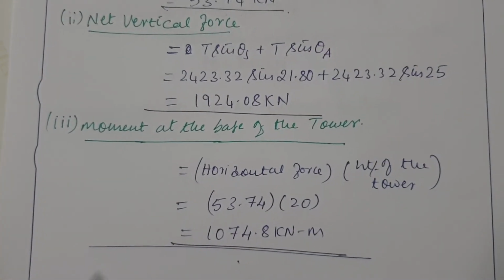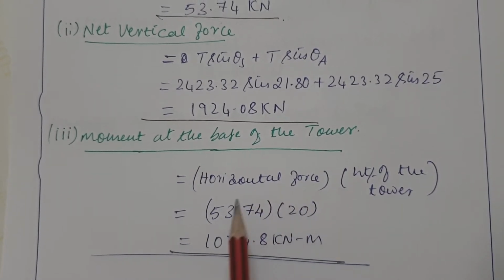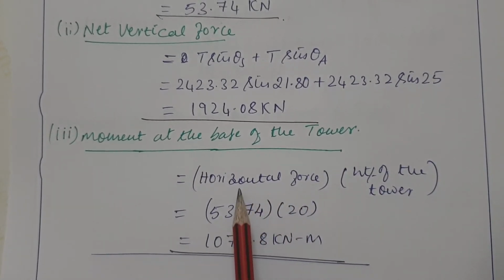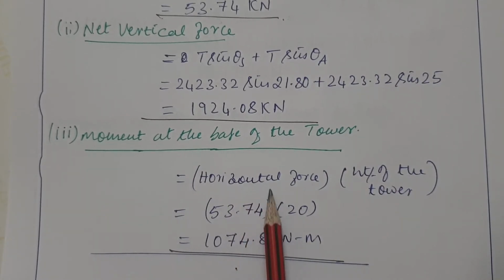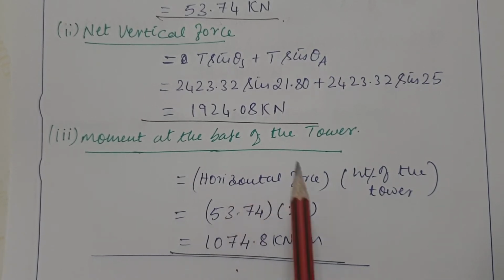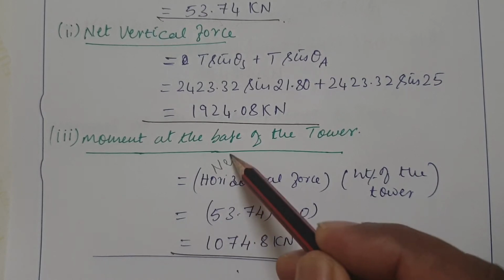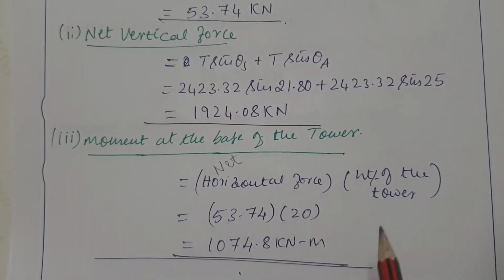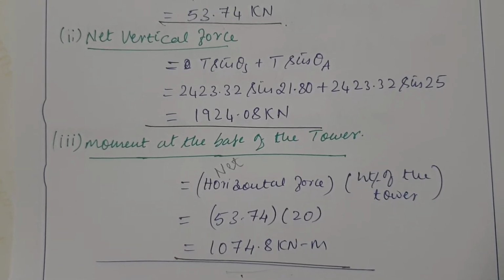That's what I did here, that is the horizontal force. If you want, you can consider both separately also, you will get the value, but no worries about that. This is the net horizontal force, and the net horizontal force multiplied by the height of the tower gives the moment at the tower.